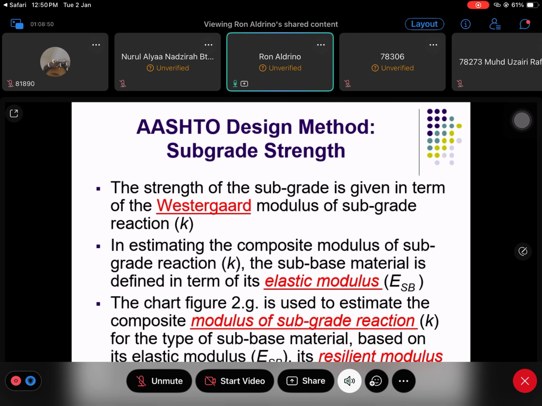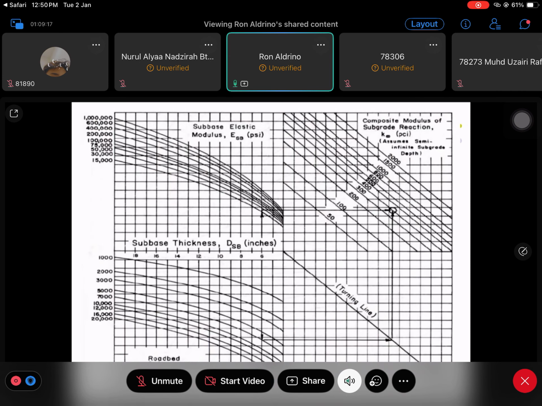So when we look at the subgrade strength, it's given in terms of Westergaard modulus of reaction, and it is estimated that the composite modulus is defined in terms of its elastic modulus. So this is the chart which is used to estimate the composite modulus of subgrade reaction for the type of subbase material, based on its elastic modulus and its resilient modulus and the thickness of the subbase. Okay, so this is an example.